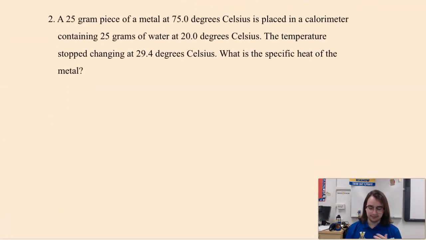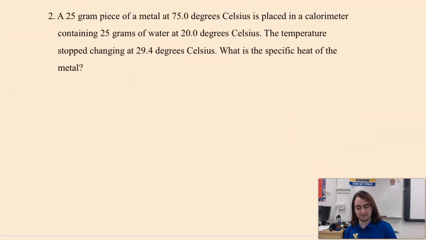Why don't you try one? A 25-gram piece of metal at 75 degrees Celsius is placed in the calorimeter with 25 grams of water at 20 degrees Celsius. The temperature stopped changing at 24 degrees Celsius. What is the specific heat of the metal? So, same process. Go back and look at the previous question to see if you can run through it. I might not even show the work on this one. I might just trust you to do it. So come on back when you finish so you can check your answer.